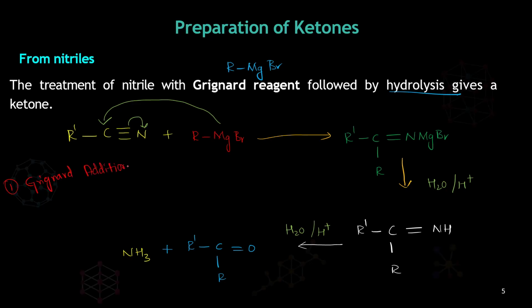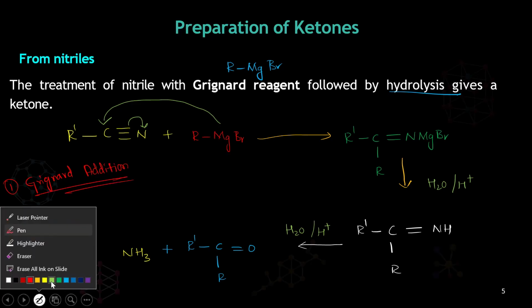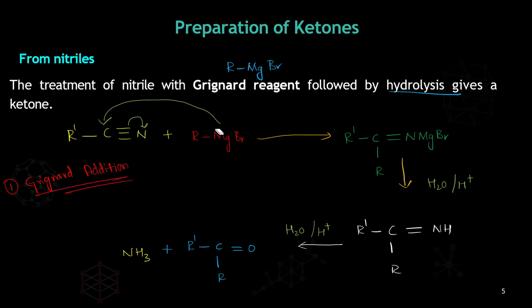What happens in this step is that the Grignard reagent will attack the carbon of the nitrile group. And this will form an intermediate called the imine complex, which contains C double bond N. Just remember C double bond N, which is the imine complex. You can see here there is a C double bond N, and magnesium bromide will be attached to the nitrogen.